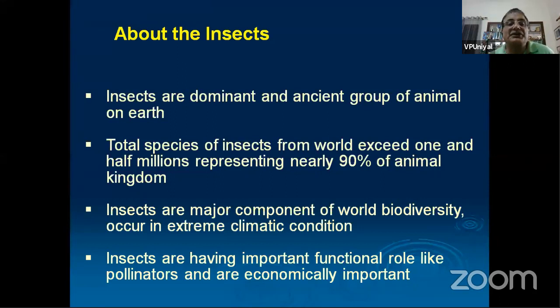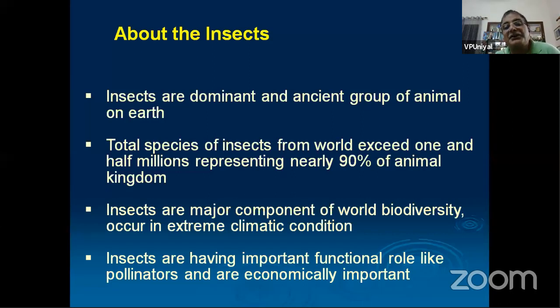But the insects, you know, the total species of insects in the world is estimated to exceed 1.5 billion, representing 90% of the animal kingdom. You are all biology students, you know the animal kingdom. Within that animal kingdom, insects have 90% representation, and our knowledge about that 90% is very, very limited. The rest, the 10%, are amphibians, mammals, reptiles, birds, and other faunal species. So we have information on 10%, but on the majority 90% the information is very, very limited.